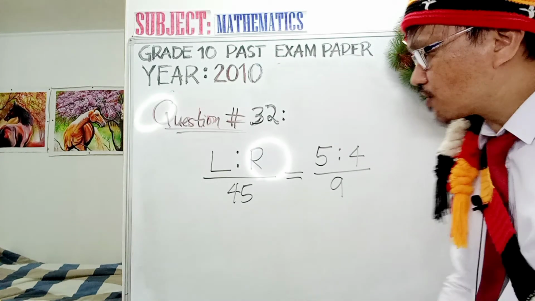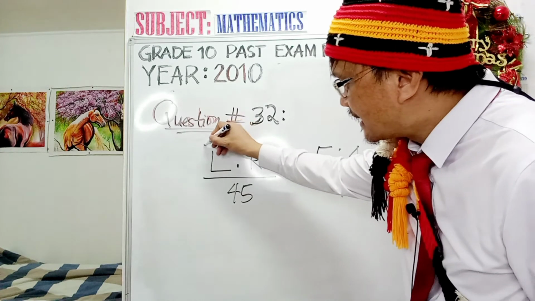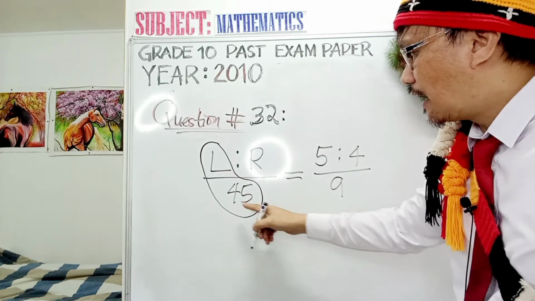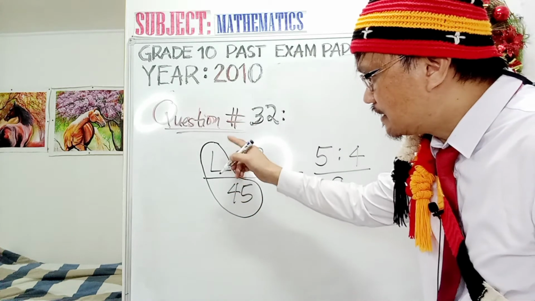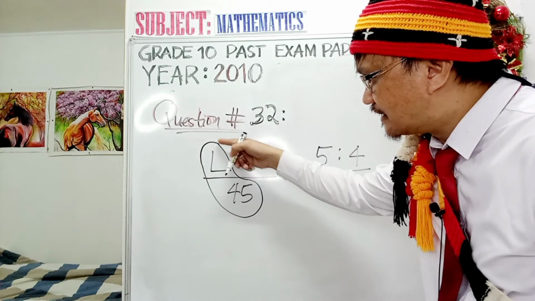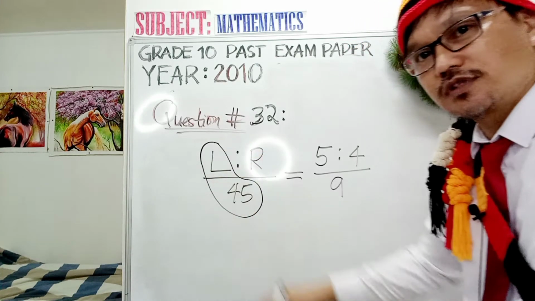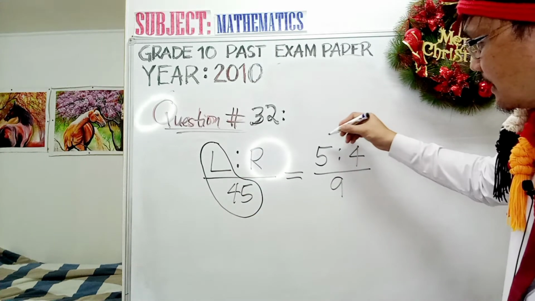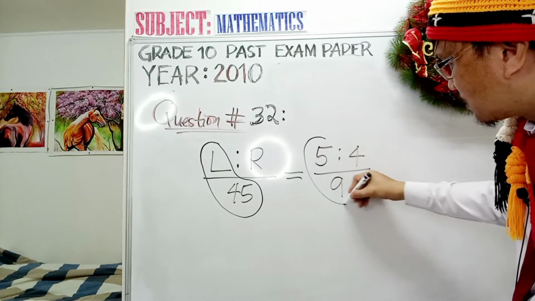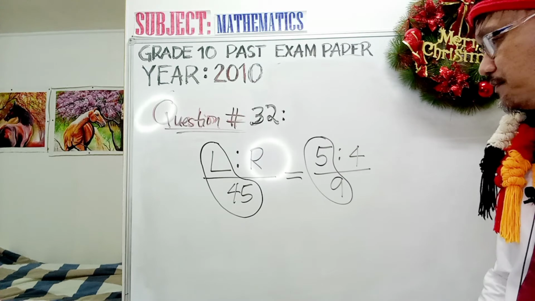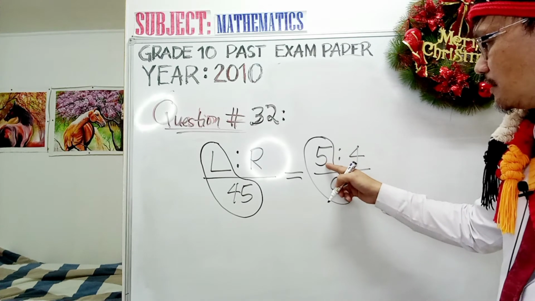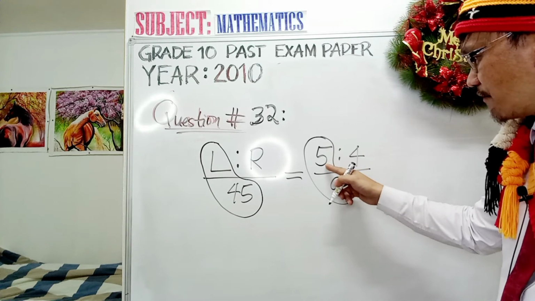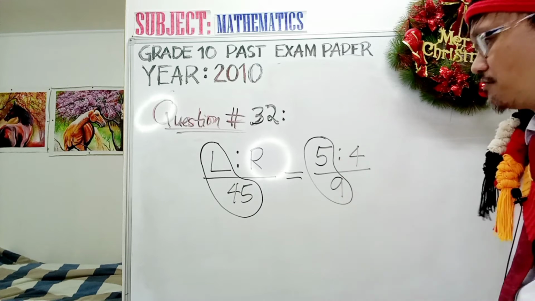Then you stay focused on Lynette. Lynette received text messages out of 45. How many messages does Lynette receive out of 45? The ratio of Lynette is 5 out of the total ratio 9. So Lynette has received more messages as expected here because 5 is greater than 4 in this given ratio.